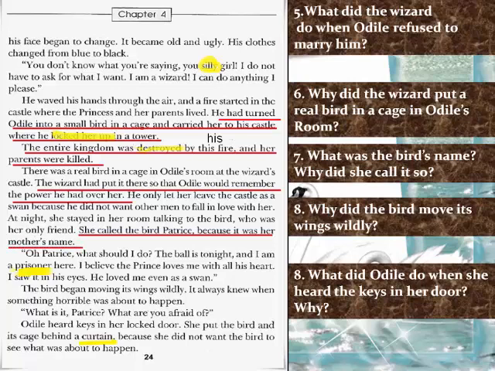Why did the bird move its wings wildly? It told us that it always knew when something horrible was about to happen. And the last question, supposed to be 9. What did Odile do when she heard the keys in her door? She put the bird in its cage behind a curtain. And why? Because she didn't want the bird to see what was about to happen.